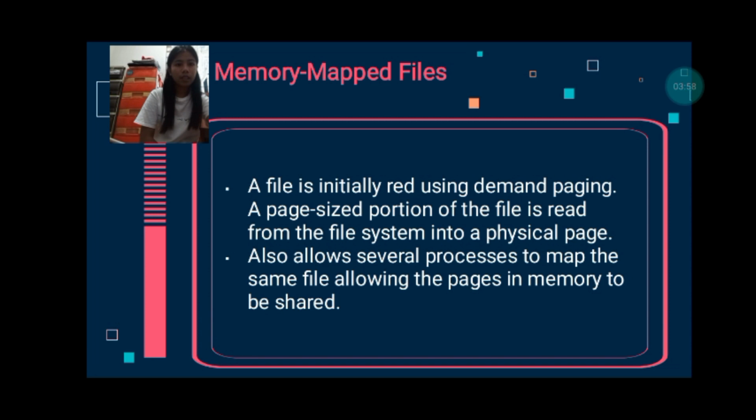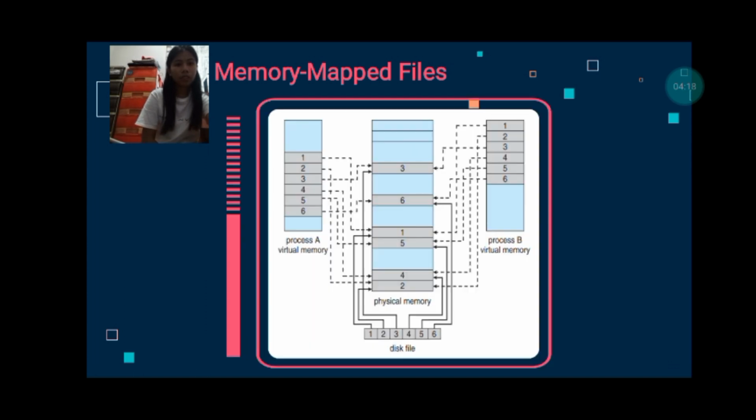A file is initially read using demand paging. A page-size portion of the file is read from the file system into a physical page. This also allows several processes to map the same file, allowing the pages in memory to be shared.